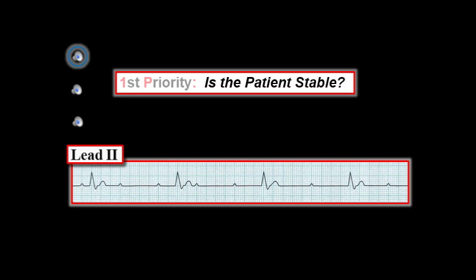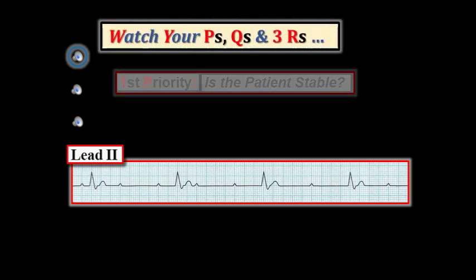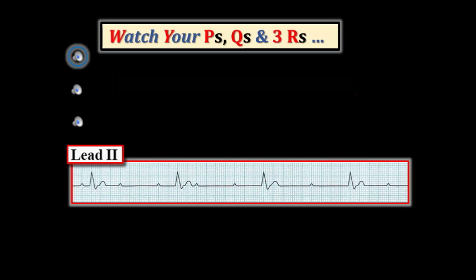So, given that this patient is stable, I approach rhythm diagnosis of the AV blocks in the same way I approach diagnosis of any other arrhythmia, by the P's, Q's, and 3R approach. Let's start with P waves.